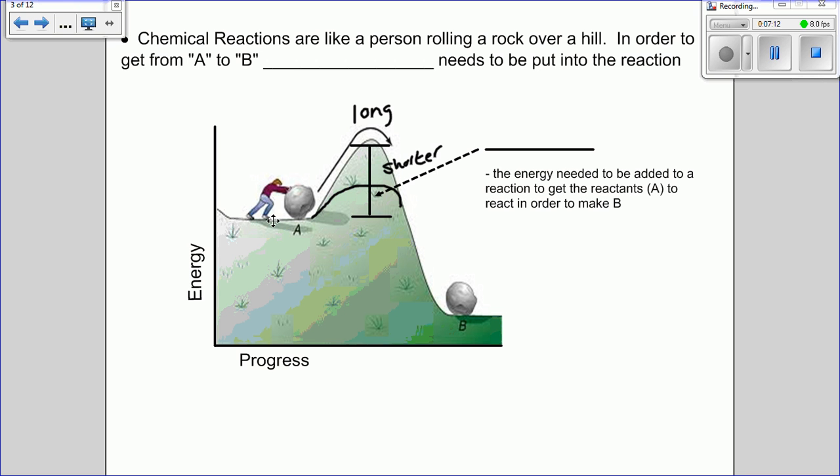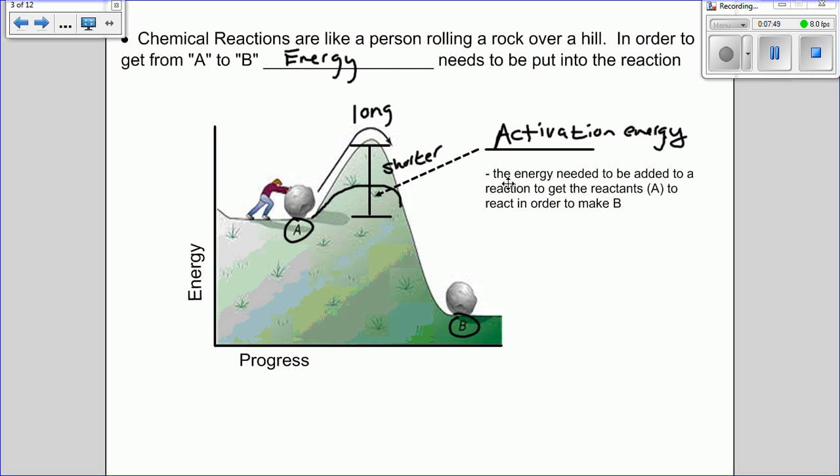In a reaction, it's the same thing. So if this was a chemical reaction, just like the person rolling the rock up a hill, you need to use more energy. So energy needs to be put into the reaction in order to get it from point A to point B. That energy, the amount of energy, that hill, is called your activation energy.